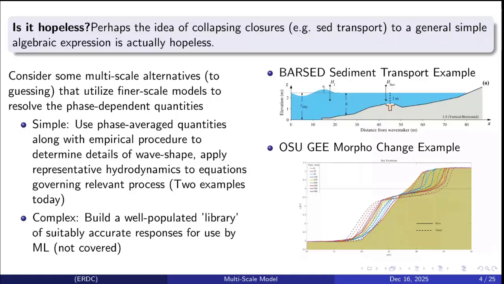The second solution or way out of this conundrum is what I call the complex one, and that's where you build a well-populated library of suitably accurate responses for use by AI or machine learning. And maybe complex isn't the right way to say it, but everyone who's honest about AI says at least it's opaque, right? It may not be complicated in its solution, but it's certainly not clear what's going on. So I'm not covering that today. I'll cover what I'm calling the simple or the process-based solution or alternative to this conundrum.